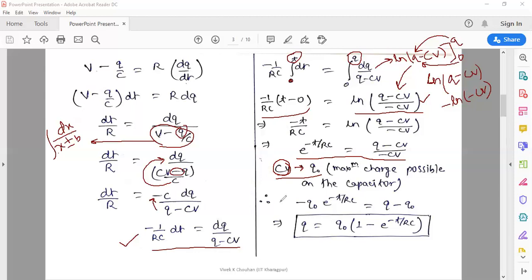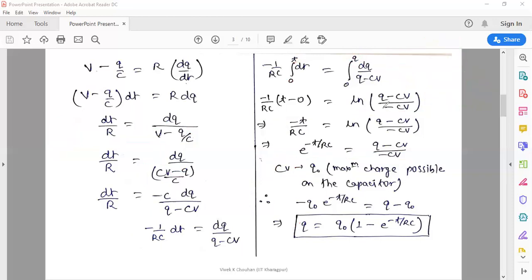Okay, so here what we are left with, the final expression comes out to be q is equal to q naught times (1 minus e to the power minus t by RC). Till here, is it clear to all of you? Yes, sir. Okay, till here, if it's clear, we will move ahead.